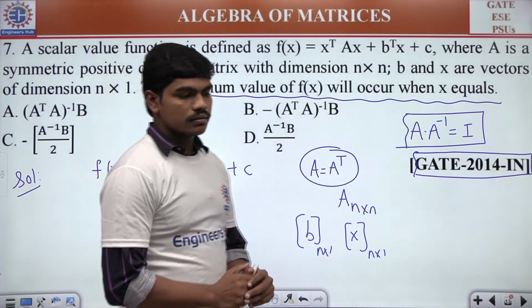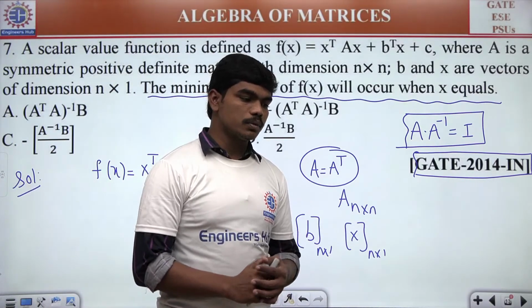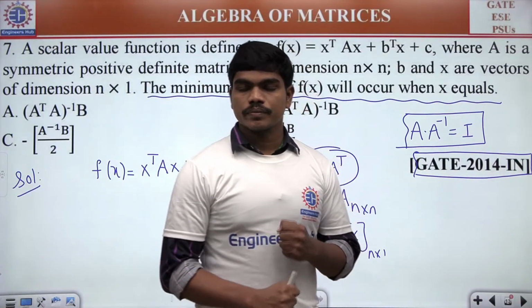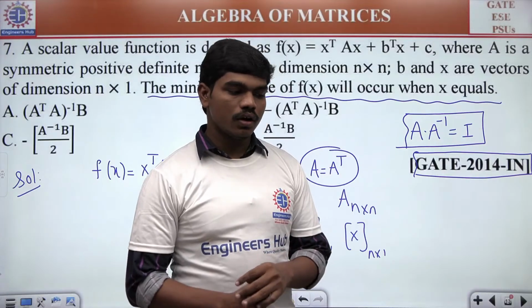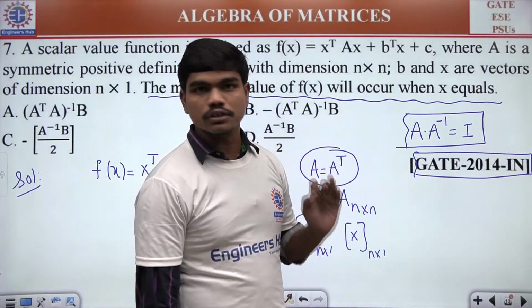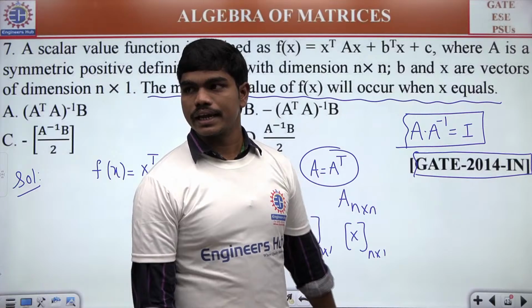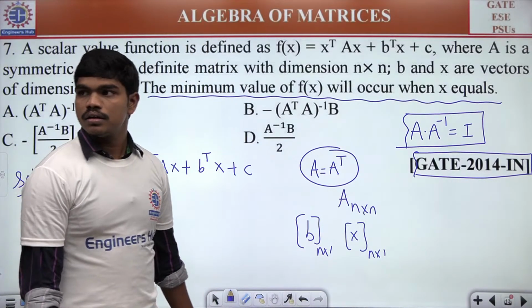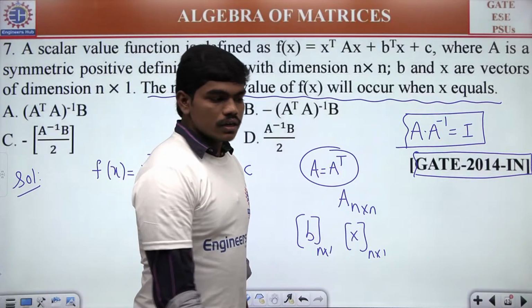Why is it D? Because Nagasai and Umesh, both of you told it's D. So tell me why it should be D. All of you, please try to respond because this is a very good question. So please try to solve.